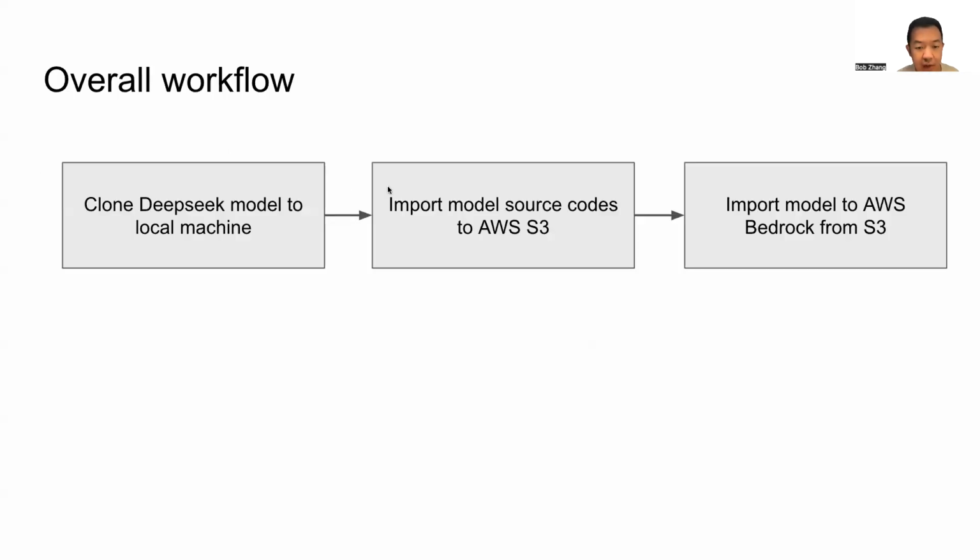So before we dive in, let's look at the workflow. We'll be covering three main stages. First, we will be cloning the Deepseek model to our local machine. Then we will import the model source code to an AWS S3 bucket. Finally, we will import the model to the AWS Bedrock Playground.